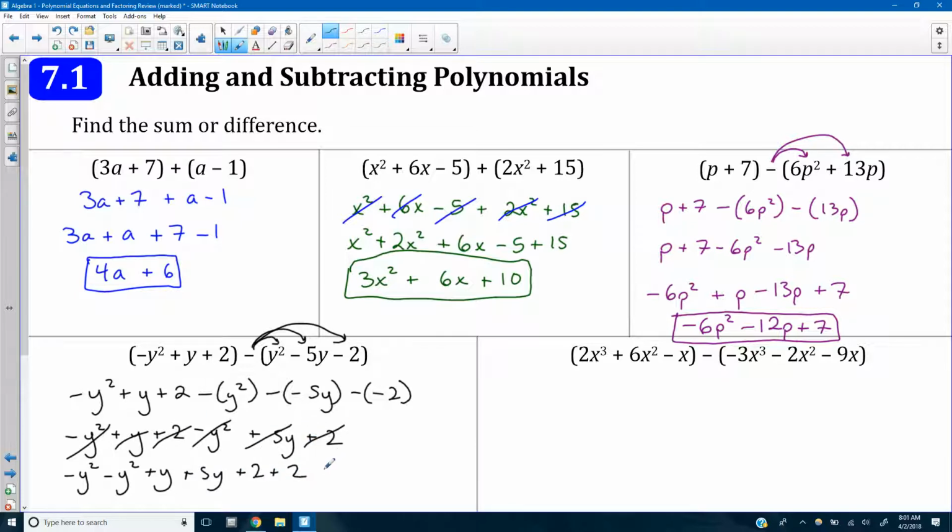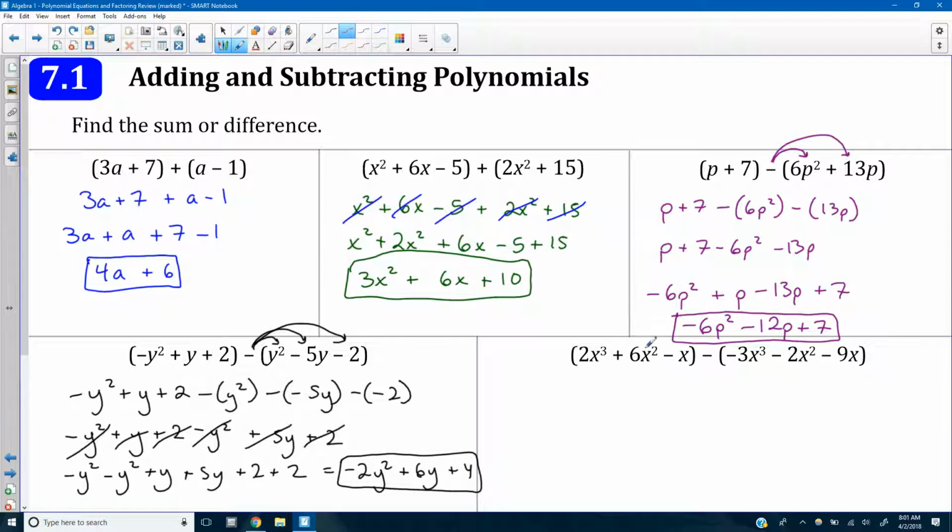Okay, now when those combine, negative y squared minus y squared is negative 2y squared. Plus y plus 5y is plus 6y. Plus 2 is plus 4. And there you are. Nicely done. Thank you. Oh, my pleasure.